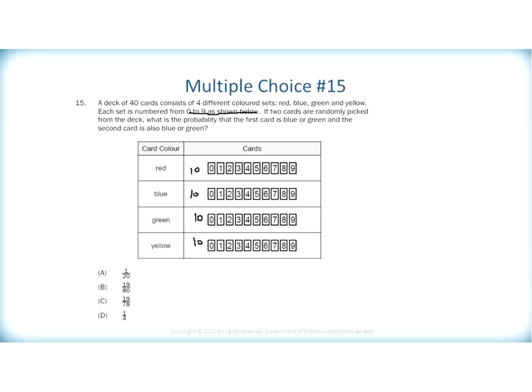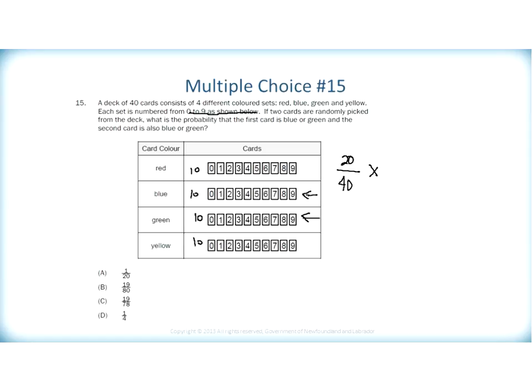If 2 cards are randomly picked from the deck, what is the probability that the first card is blue or green and the second card is also blue or green? So here we have dependent events. The first card, we have to pick a blue or a green, which there are 10 blue and 10 green in the pack. That would give us 20 cards to choose from, or that we want, over the 40 that's total. Multiply by, because we want a blue or a green and a blue or a green.